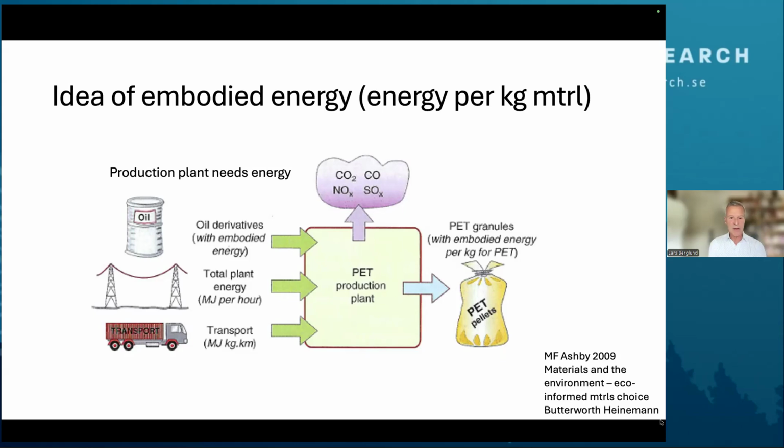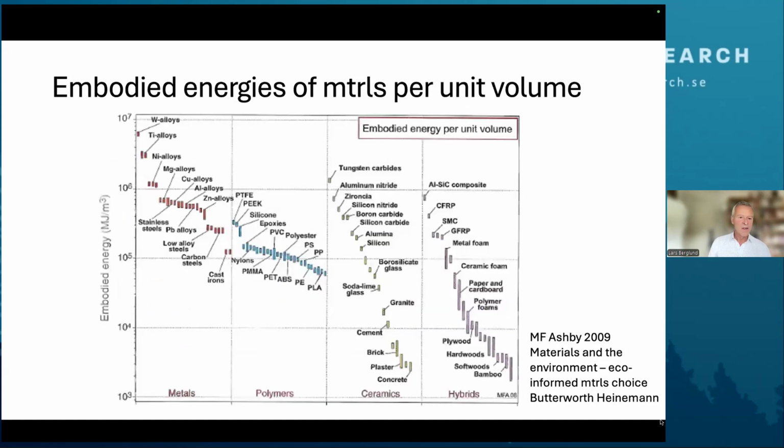We have a production plant where carbon dioxide is emitted. And in the end, we end up with polyethylene terephthalate in this case, which has a certain embodied energy per kilogram. This is for different materials. And I think this is quite interesting. If you look at the polymers, they are essentially scaled with respect to their upper use temperature. So higher glass transition temperature, higher embodied energy.